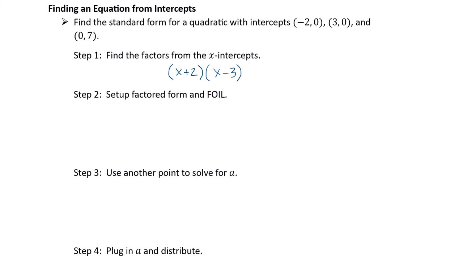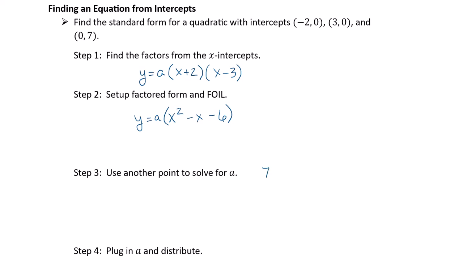So let's go ahead and set up this factored form and FOIL it. Here's our factored form. Foiling it, we get x squared minus x minus 6. Okay, so now I have y equals some a times all of that. Now I need to use another point to solve for a. Well, 0, 7 is a y-intercept, but it's perfectly fine to use it as your other point. So we'll go ahead and do that here.